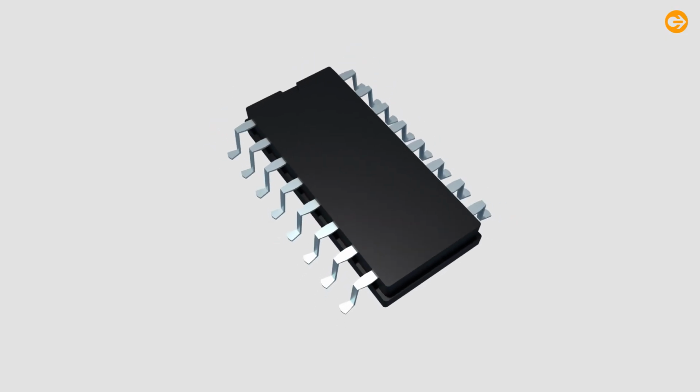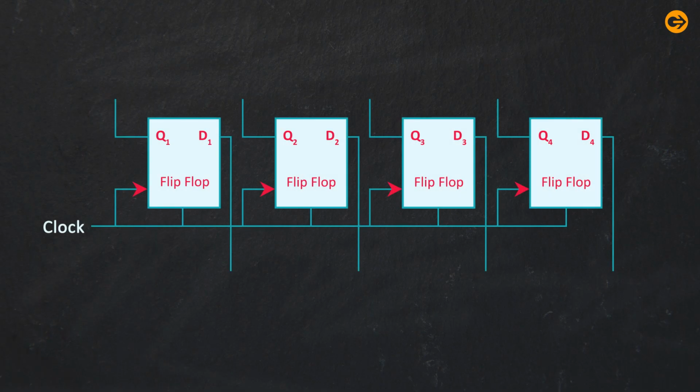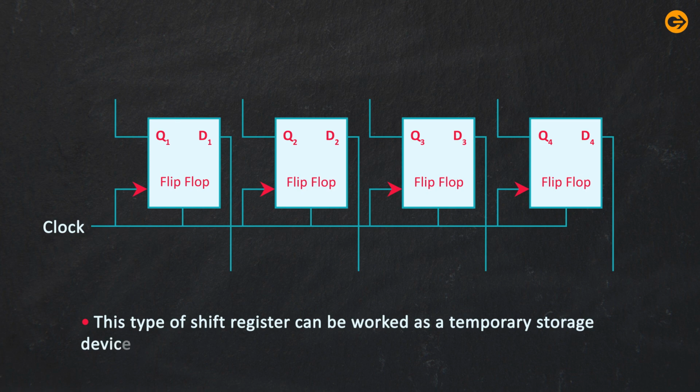Welcome viewers. Today we are going to discuss the basic perception of parallel in, parallel out shift register. A chip of shift register is used to convert a string of data from parallel to serial. To perform this operation, a shift register is required, the data to be generated in a parallel manner and output in a parallel form, that is described as a parallel in, parallel out shift register. We use this shift register because this type of shift register can work as a temporary storage device.